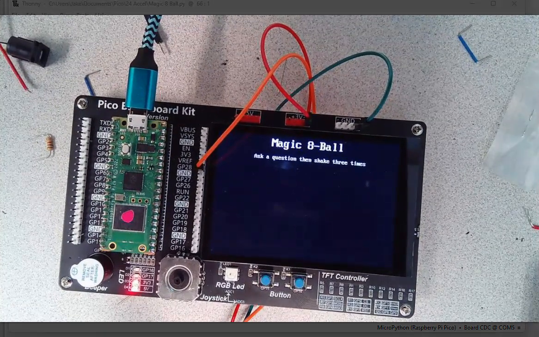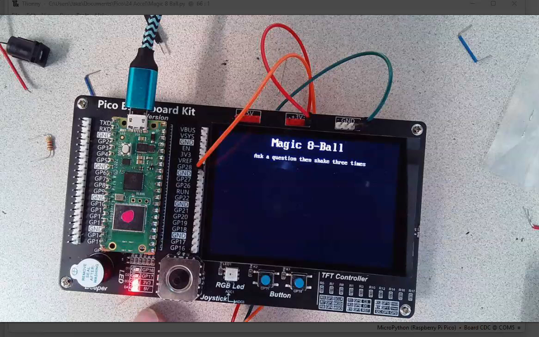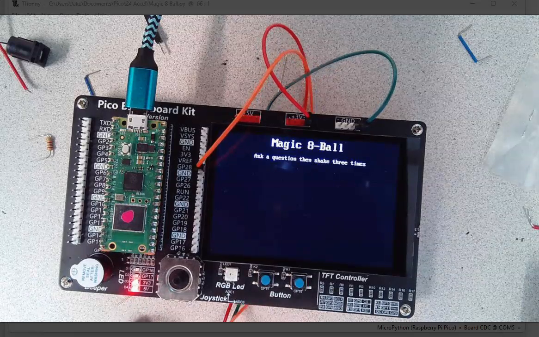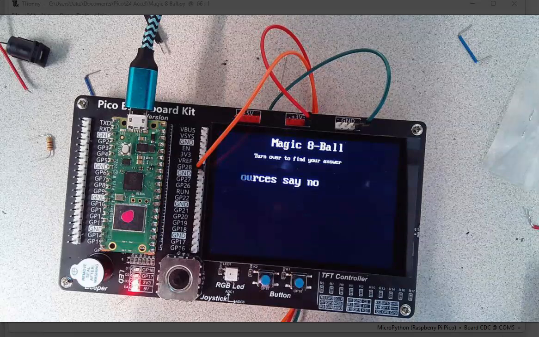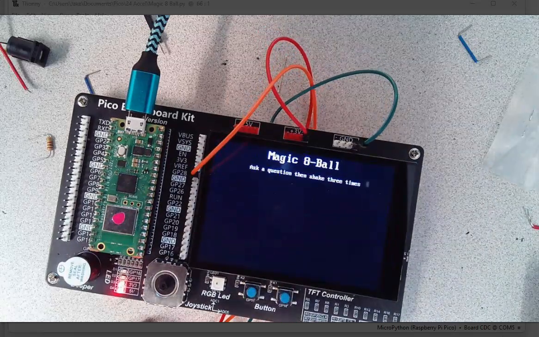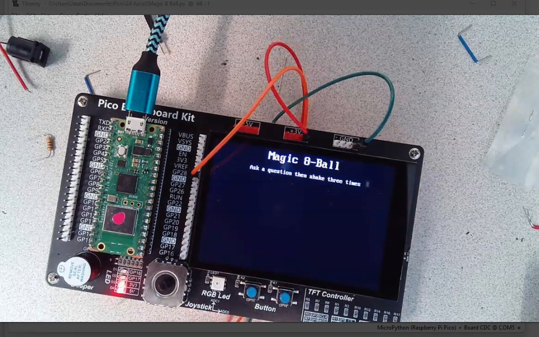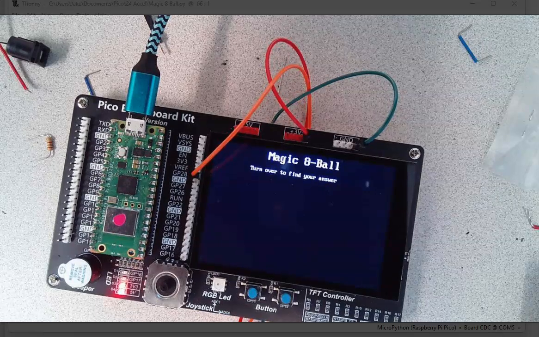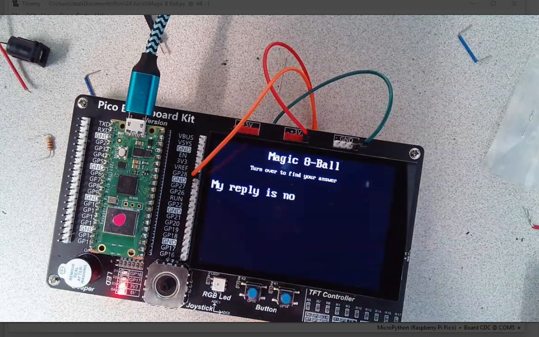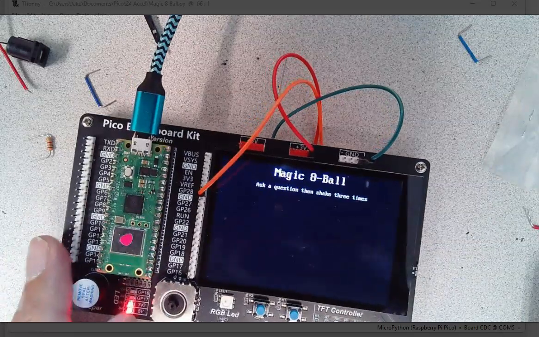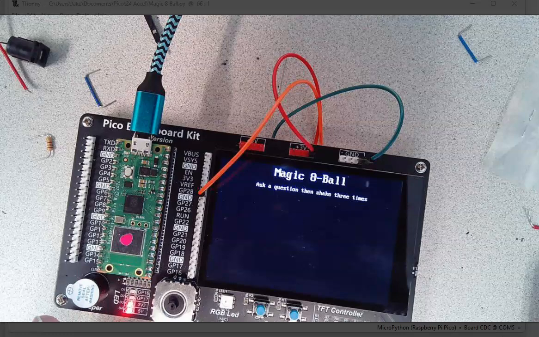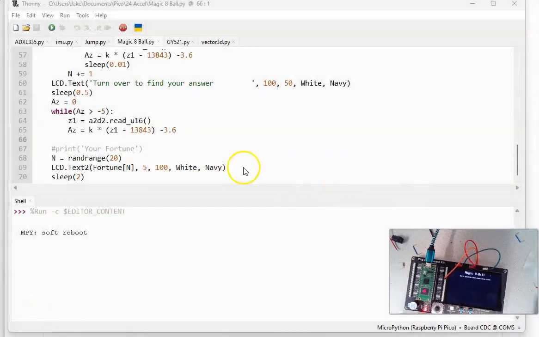I'll ask it, will the Vikings win the Super Bowl this year? Shake, shake, shake. Flip it over. Oh, curses. Okay. Will the Vikings win their home opener? Shake, shake, shake. Flip it over. No, okay, not a good year with the Vikings. So that's your magic 8-ball. You can now answer all of life's questions using your Pi Pico board.